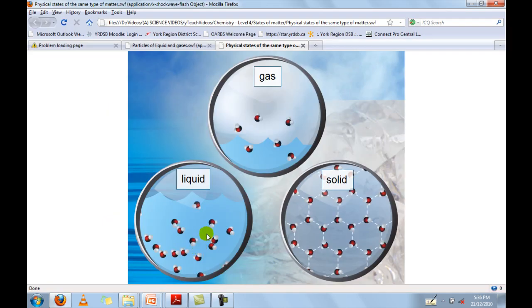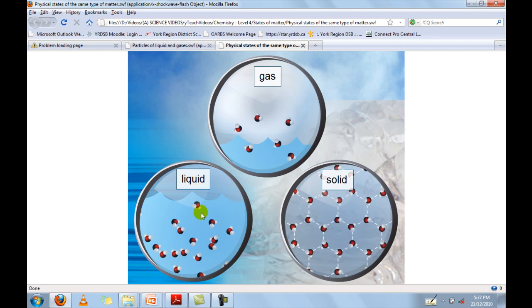Here we see a diagram showing the gas state, liquid state, and solid state, and how the spaces between the particles are different. In the solid state, the particles are all locked into position because they're very close together. They have strong attraction for each other. Because of the strong attraction, these particles cannot move very much, so that's why they're limited just to vibrational energy. They can only vibrate in their spot.